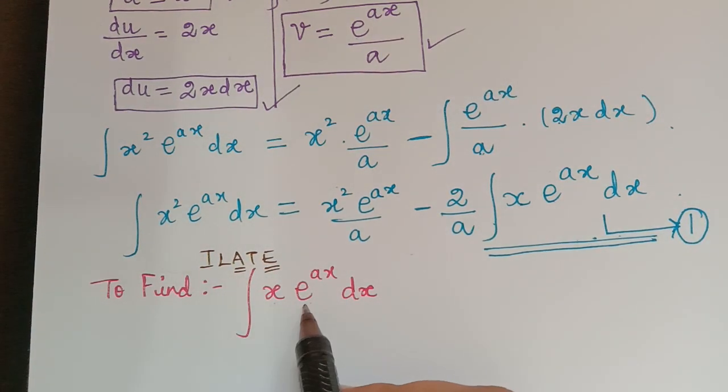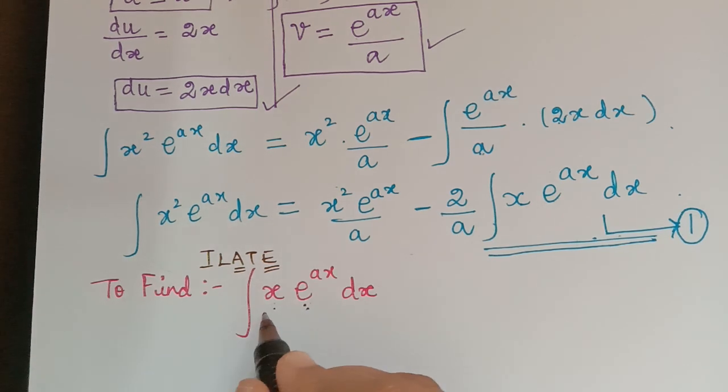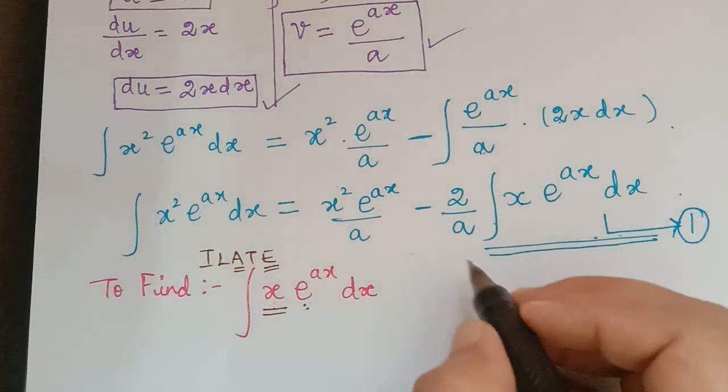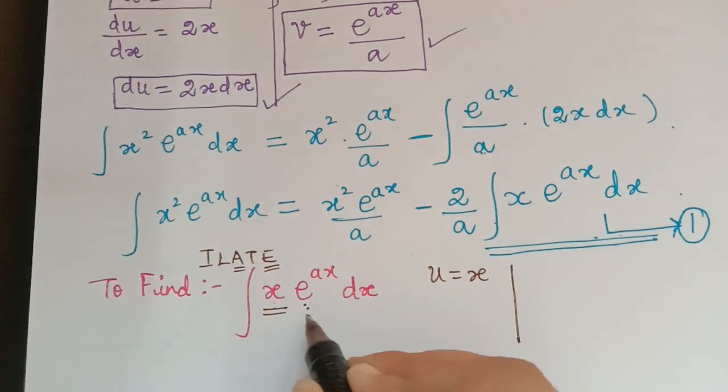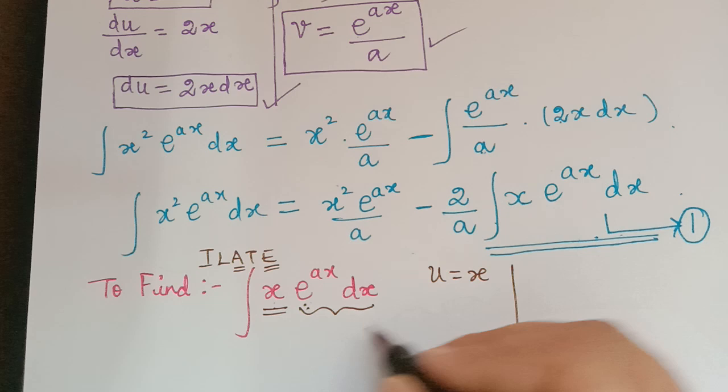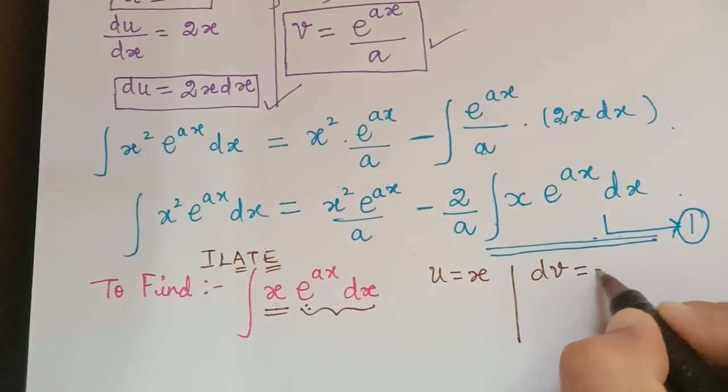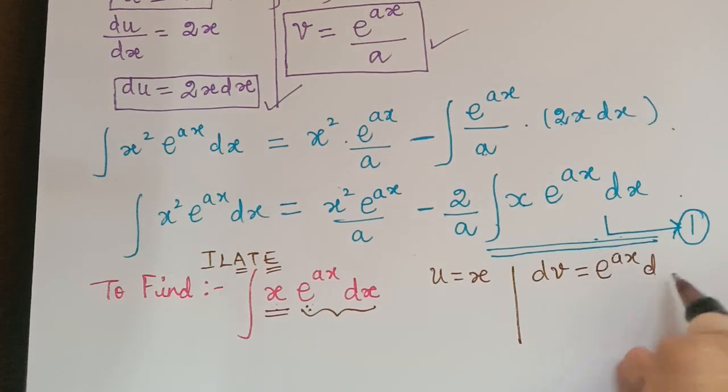So we have only two functions here, algebraic and exponential. So this algebraic function has to be chosen first. So that is u will be equal to x. And the remaining part we have to choose as dv, which is equal to e power ax dx.